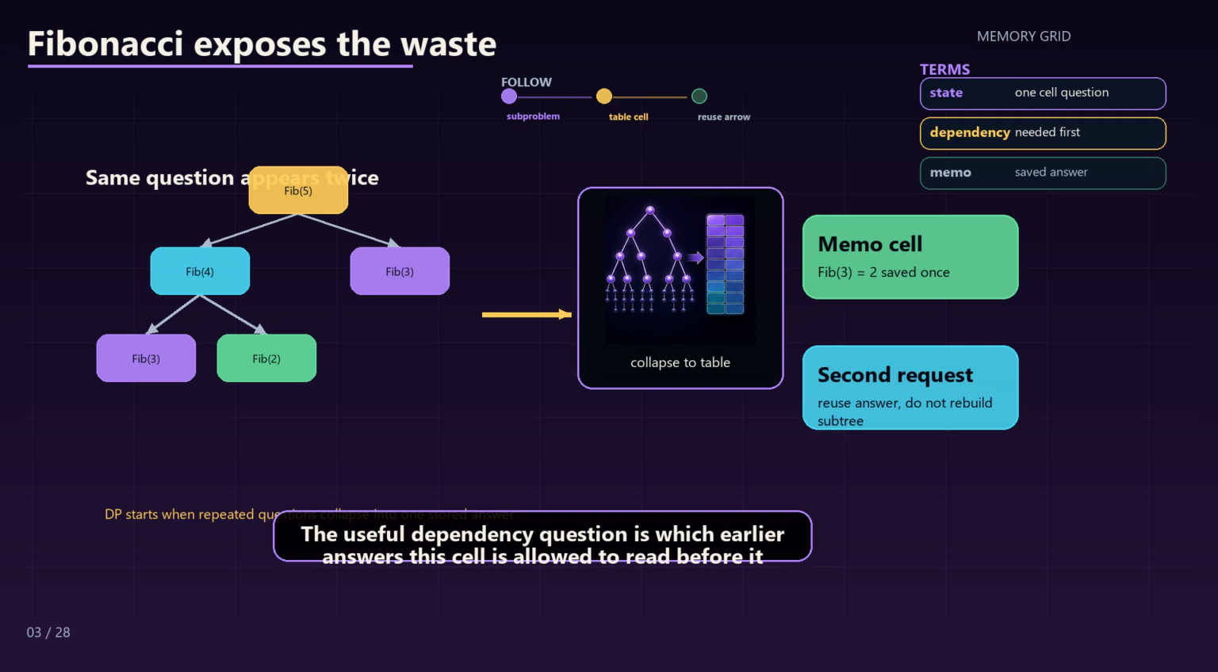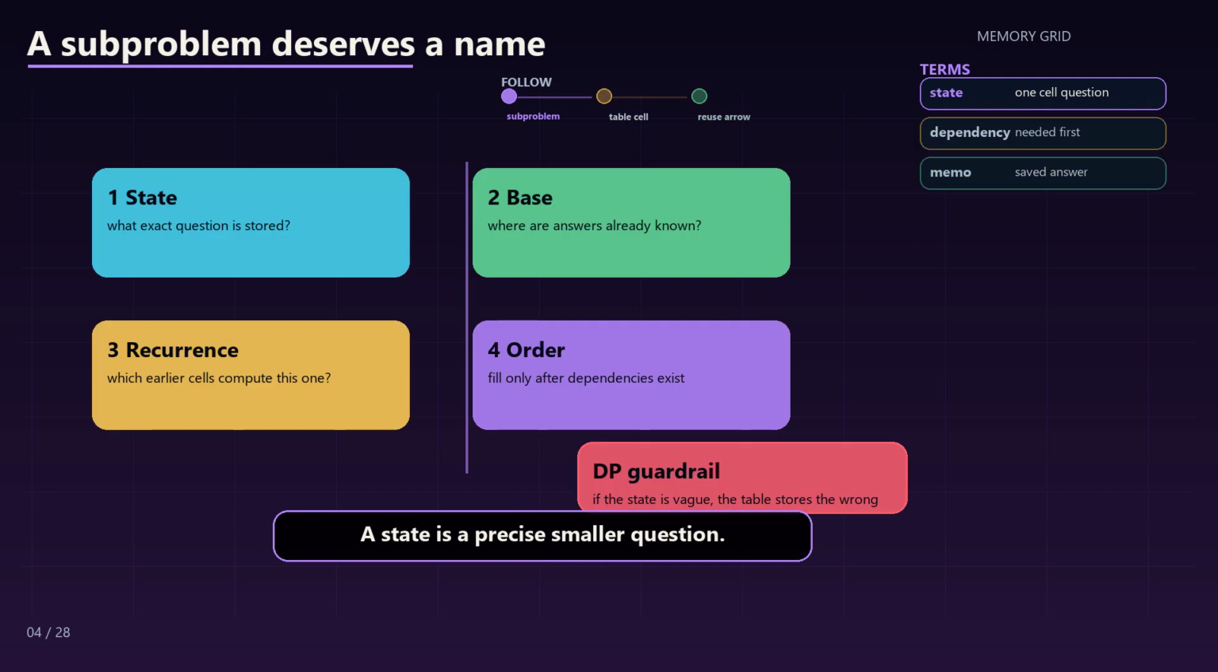The useful dependency question is which earlier answers this cell is allowed to read before it writes its own value. That direction turns a table from random boxes into a proof. A state is a precise smaller question. If the state is vague, the table becomes vague. Good DP starts by naming exactly what answer is stored. The state DP, I, C, means the best value after considering item I with capacity C.